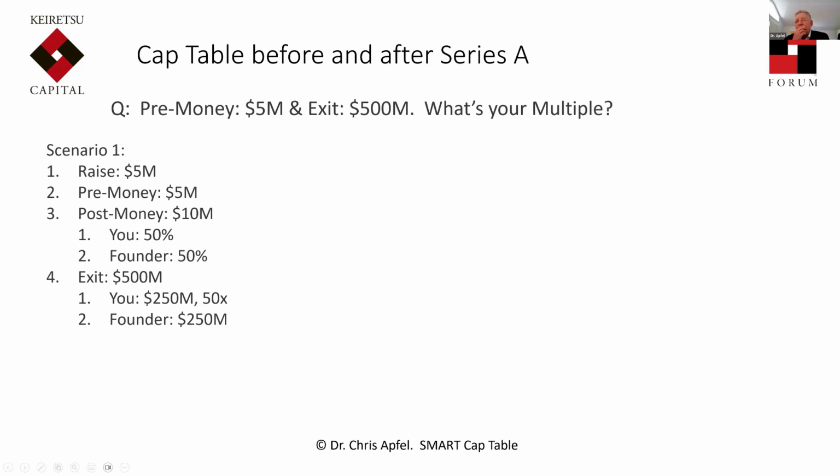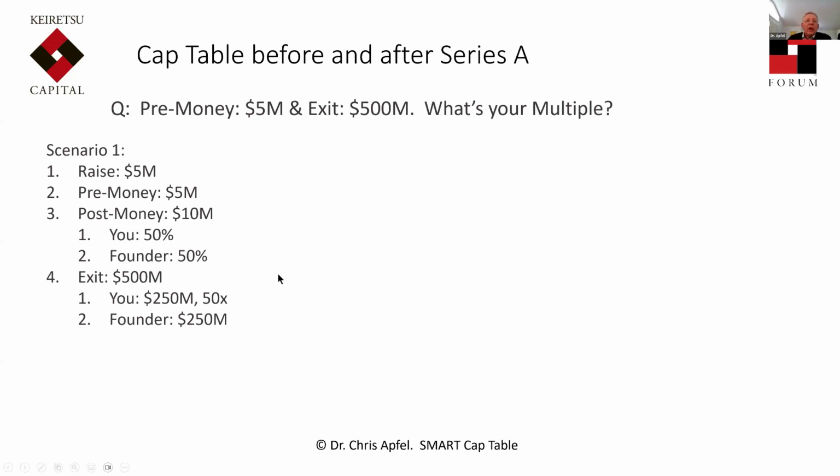Well, it actually isn't that simple, because if you raise 5 million on a 5 million pre, you actually end up with a 10 million post. You and the founder, or we investors and the founders, would have 50% each. The exit multiple would be a 50x, not 100x.